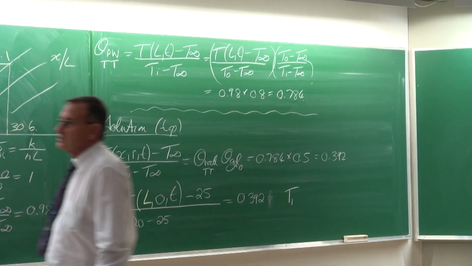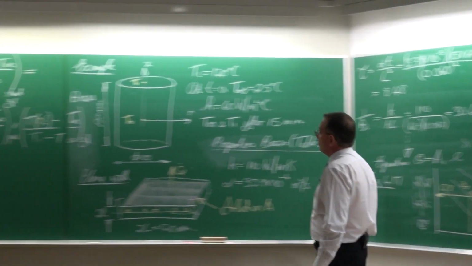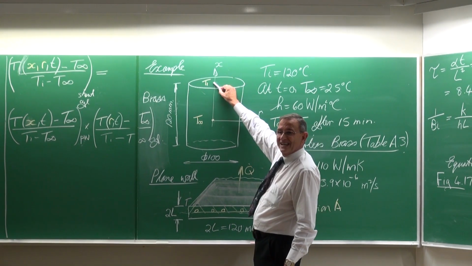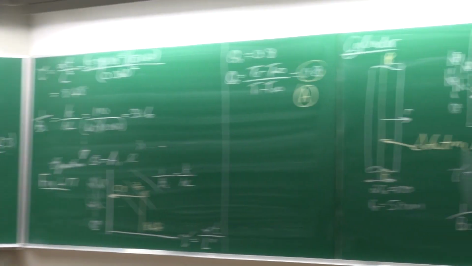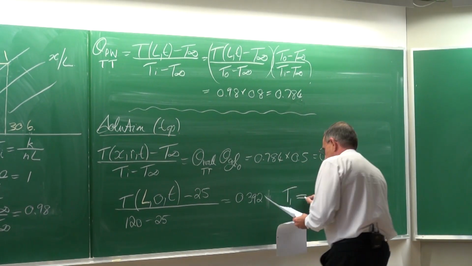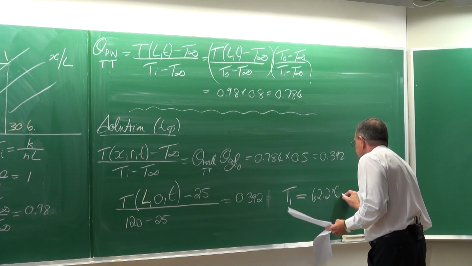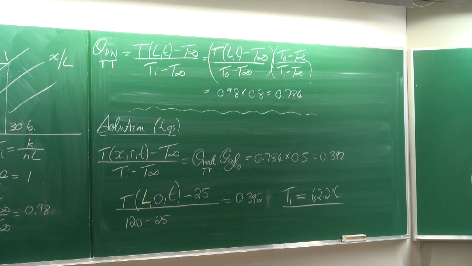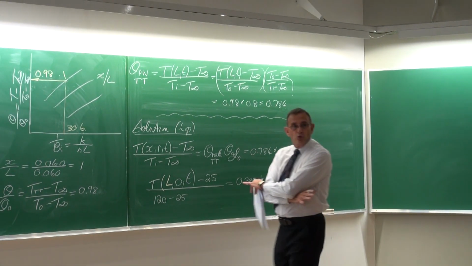Where's 1 again? Let's just look at the sketch. Point 1 is that one there at the center. You can go and solve it as 62.2 degrees Celsius. Okay? Two more things that are important here.